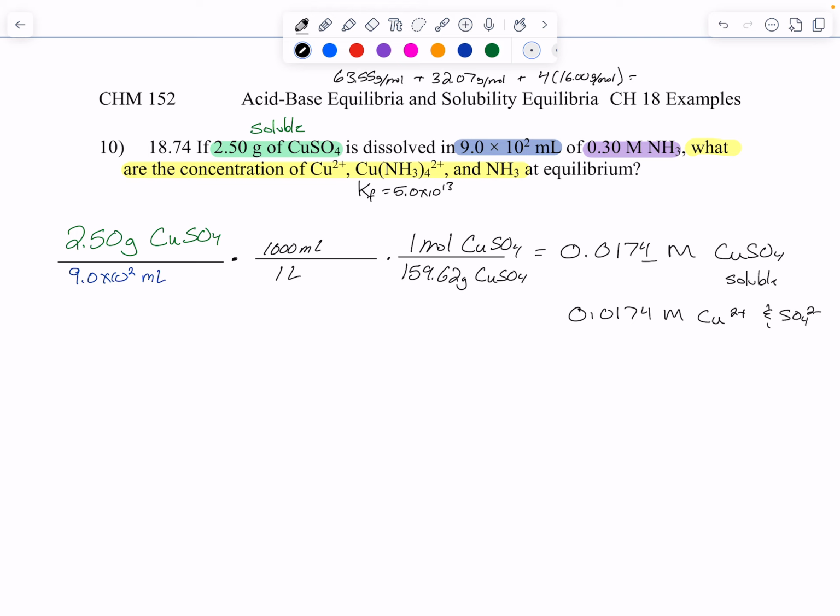Now, the problem does not ask for sulfate. It asks for copper(II), the complex ion, and ammonia. So let's write out the equation. We have Cu2+, we have NH3, and we have our complex ion of, what? Cu(NH3)4 2+.